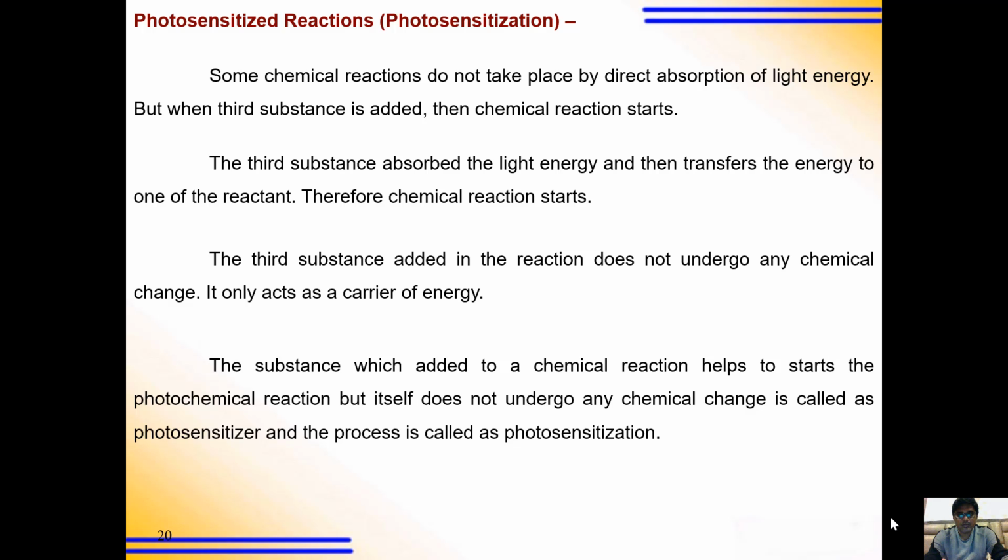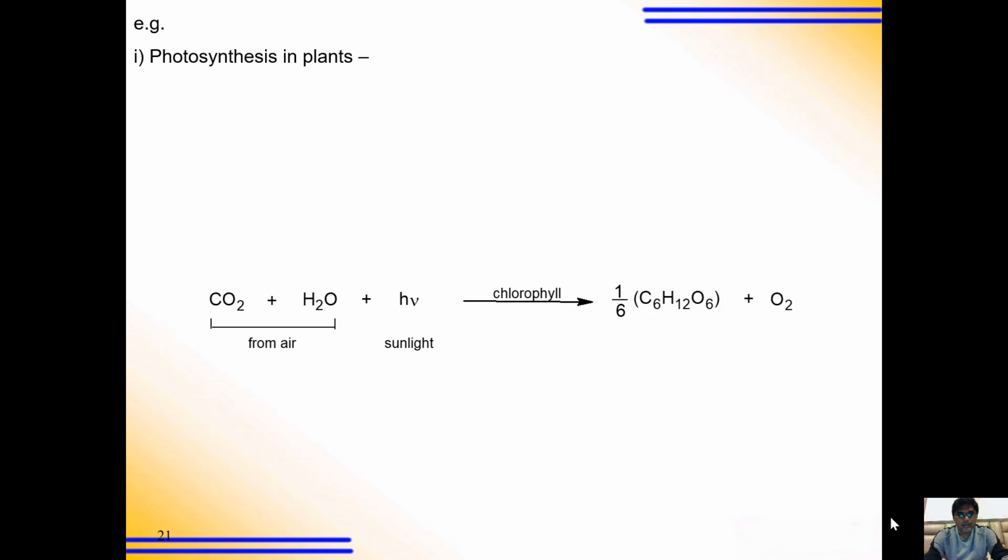The substance which is added to a chemical reaction and helps to start the photochemical reaction, but itself does not undergo any chemical change, is called a photosensitizer, and the process is called photosensitization.